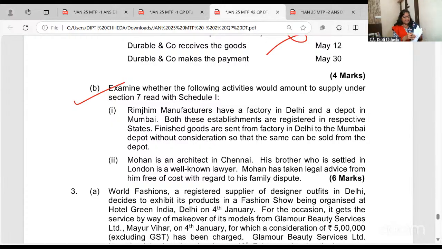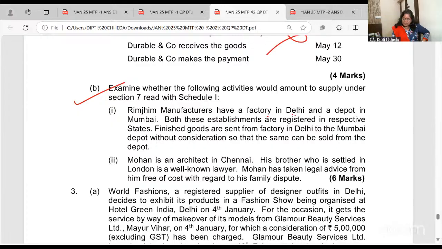For ITC, 10 marks, please take care that block credit, at least important items, you go through and do it. Same is there in the supply chapter.